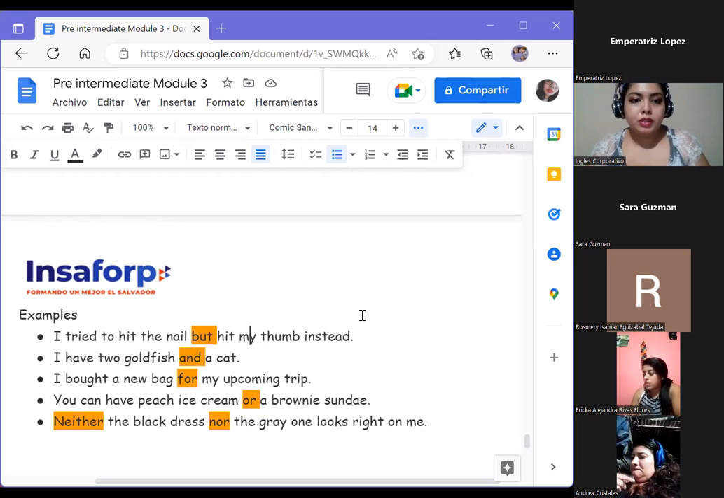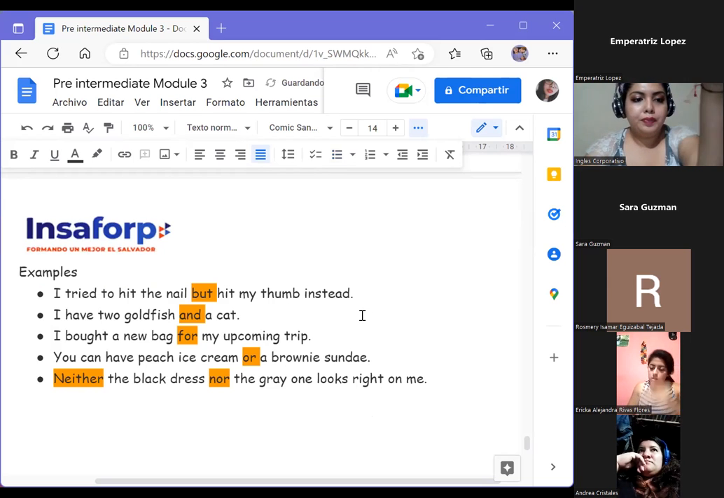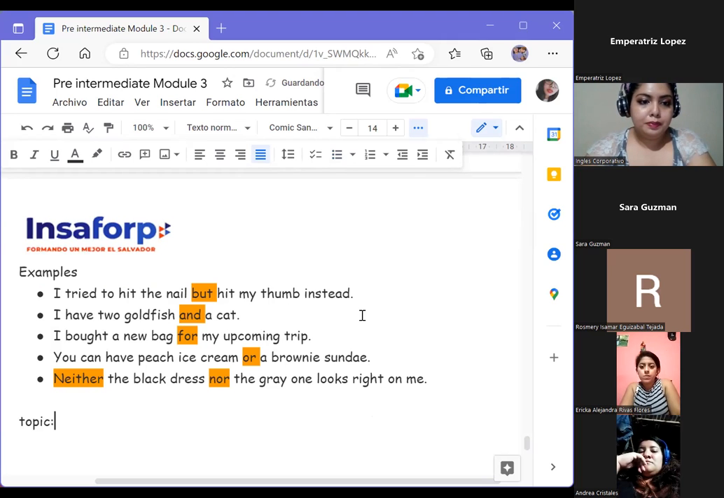And now we are going to have the topic number two, because this is the end of the things that we were learning yesterday. So now we have here this one. This is the modal verb.